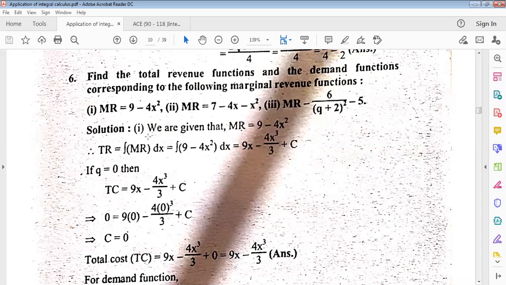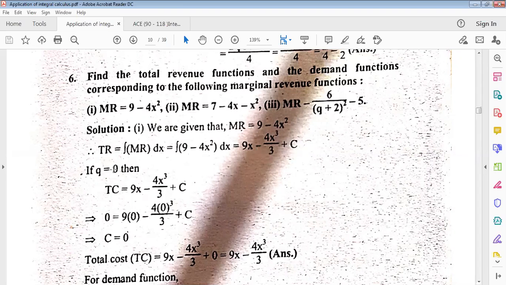So to find total revenue, you have to integrate this with respect to x, since there is a variable x. That means output is x. So taking integration with respect to x, putting the value of MR, 9 minus 4x square, the integration of 9 into 1, integration of 1 is x. And integration of x square is x to the power 2 plus 1 divided by 2 plus 1, that means x cube by 3. And you have to introduce an integral constant. After integration, we have to introduce a constant.